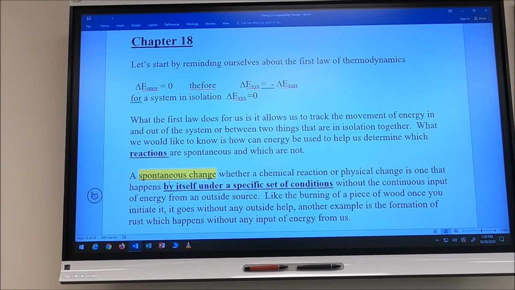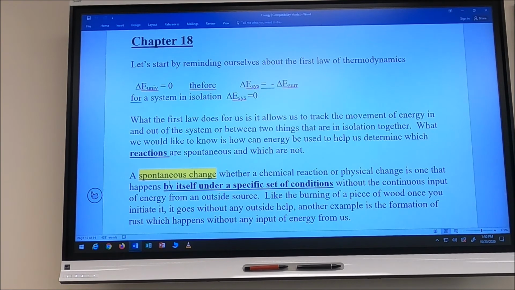So just to remind you, the first law of thermodynamics says energy cannot be created or destroyed. So delta E of the universe is 0, and energy lost by a system has to be gained by the surroundings. And if we have a system in isolation, the change in energy of that system is going to be 0. So the first law of thermodynamics helps us track the movement of energy in and out of the system or between things inside an isolated system.